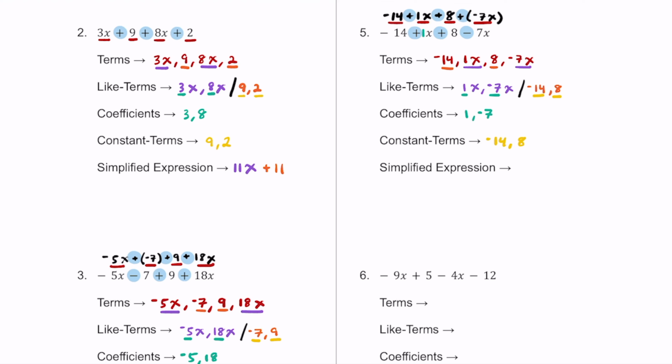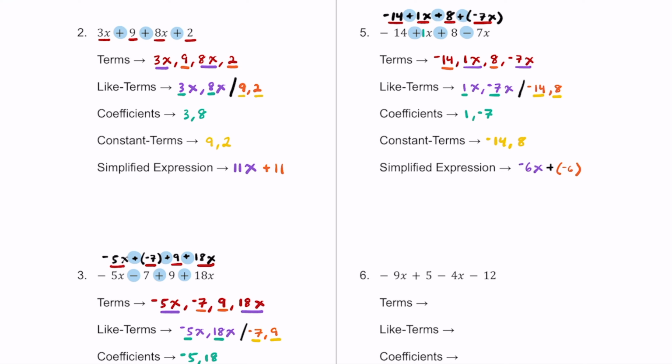Now to simplify our expression, let's combine our like terms, or add our like terms together. So 1x plus negative 7x, if we add these together, 1 plus negative 7, if we add their coefficients, that's negative 6. So it's going to be negative 6x. And then if we add our constant terms here, negative 14 plus 8 is going to be negative 6. So we're going to go ahead and add a negative 6 here.